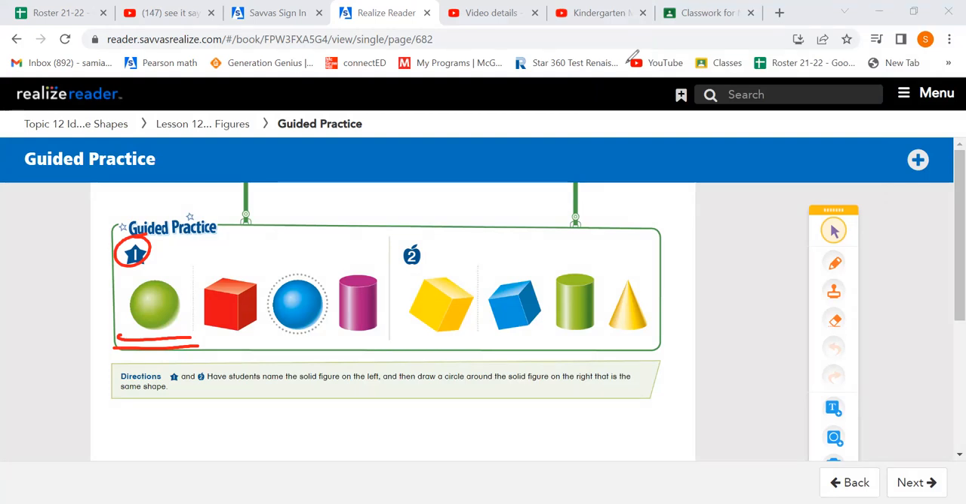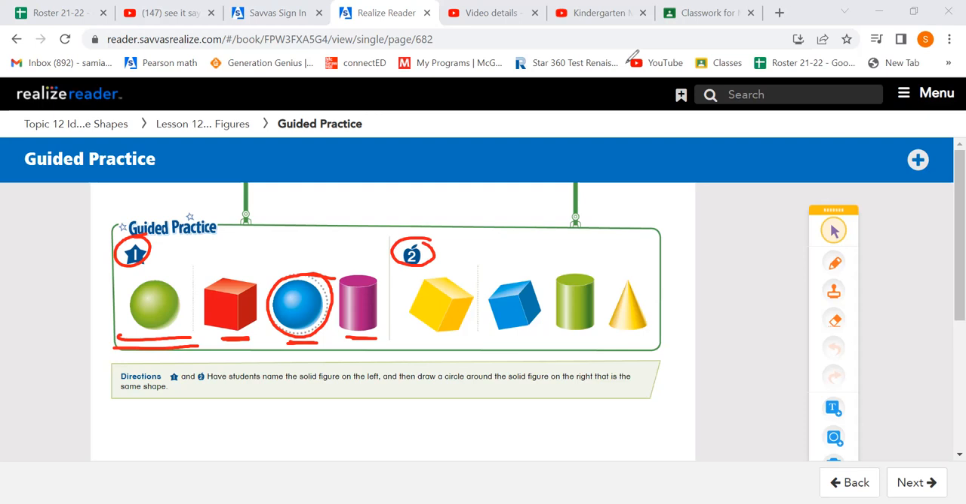Let's look at the first object here. Does this look like a sphere? No, it doesn't. What do we call that object? A cube. That's a cube. It's not a sphere. All right, let's look at the next object here. Does that look like a sphere? Yes, it does. It is a sphere. So we're going to circle it. All right, how about this object right here? What do we call that object? That is a cylinder. It is not a sphere.